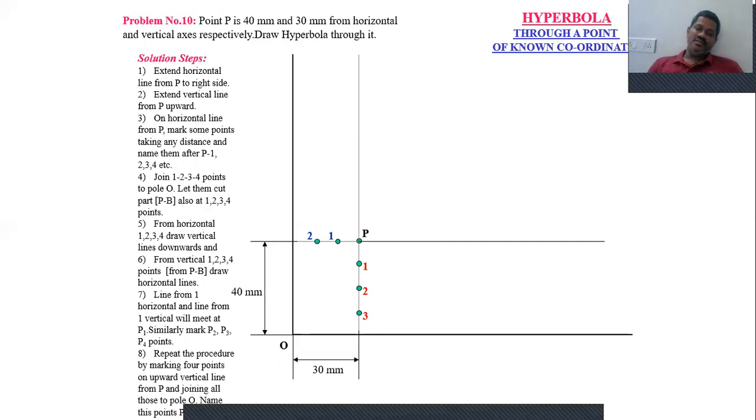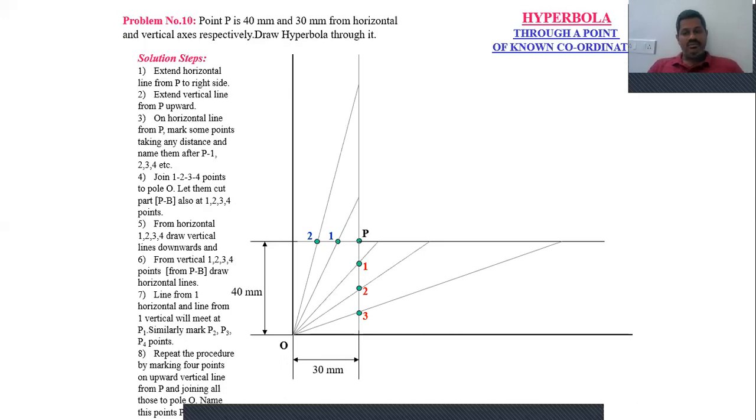Similarly, draw the lines from the origin which must pass through points 1 to 3 on the vertical line here. And similarly, draw the line up to the horizontal line which is the extension of P, which must pass through 1, 2 and 3. Similarly from the origin O, draw the lines which must pass through 1 and 2 up to the vertical line. So we have obtained some points here.